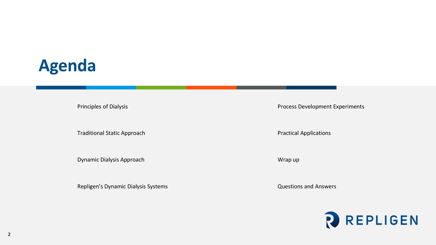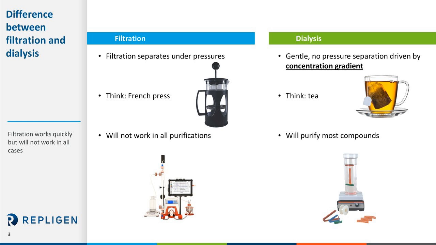So in this short webinar, we're going to go over a few things. First, we're going to refresh you on the basic principles of dialysis, talk about what you may be used to as the traditional static approach, introduce the concept of dynamic dialysis, go over briefly Repligen's portfolio of dynamic dialysis systems, and do a little bit of PD proof of concept experiments. At that point, I'm going to pass it over to my colleague Cassidy, who's going to go over some practical applications, wrap up, and we'll have hopefully plenty of time for Q&A. So let's start at the beginning.